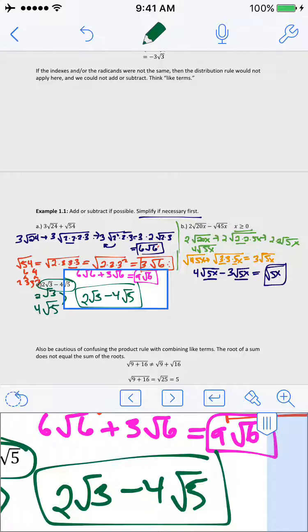It's not no solution. Okay, it's not no solution. There is a solution. That is the solution. It's just you can't reduce it anymore. Okay, you can't add or subtract.